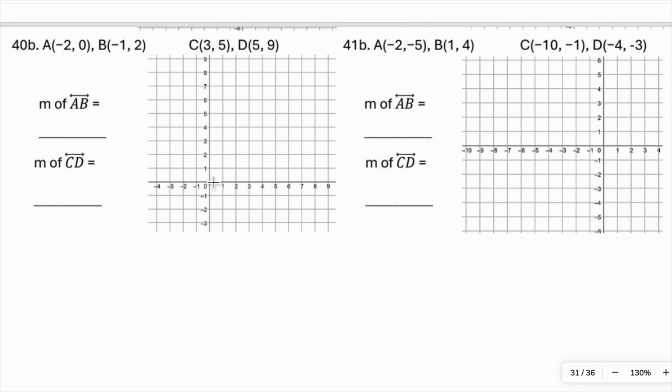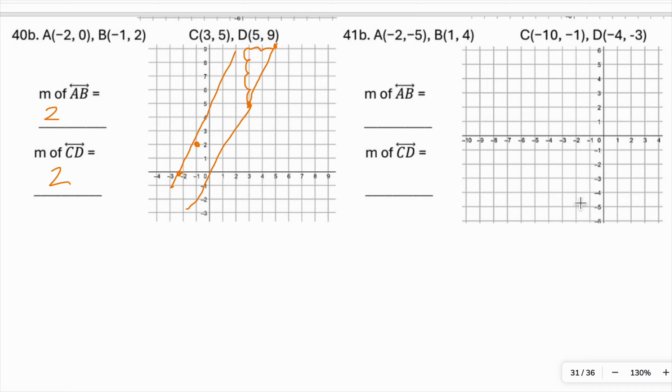40B, negative 2, comma 0, negative 1, comma 2. That is going to be a slope of 2, and then 3, comma 5, and then 5, comma 9. Also going to be a slope of 1, 2, 3, 4 over 1, 2. Okay, so you're going to see that these lines are going to run parallel.